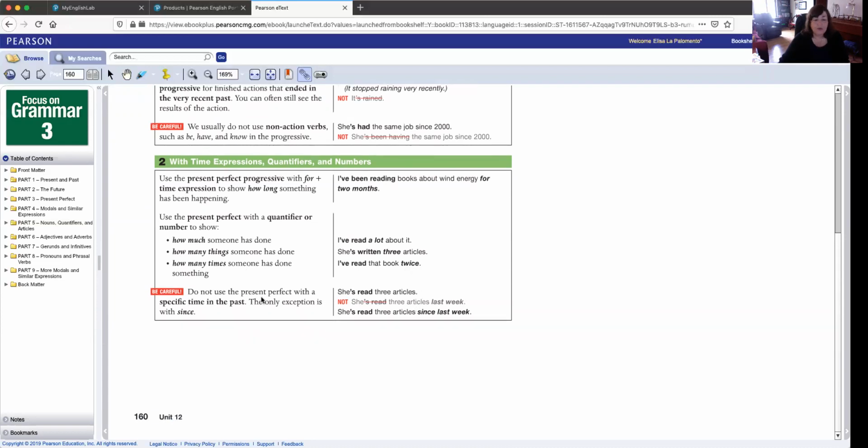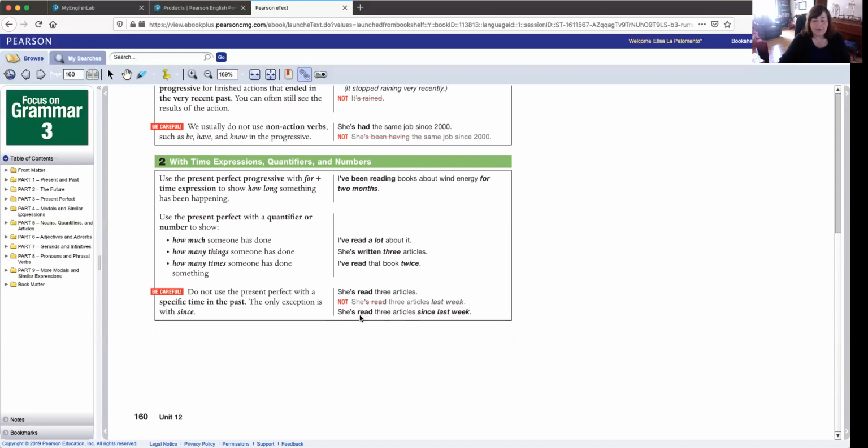Tells you to be careful, do not use the present perfect with a specific time in the past. The only exception is with the word since. So you know that with a specific time in the past, we're going to use simple past tense. But it says the only exception is with since. She has read 3 articles. There is no time here. So we're using the present perfect tense. We cannot say she has read 3 articles last week, because this is giving us a time word. And in this case, we would have to use simple past tense. We would have to say she read 3 articles last week.